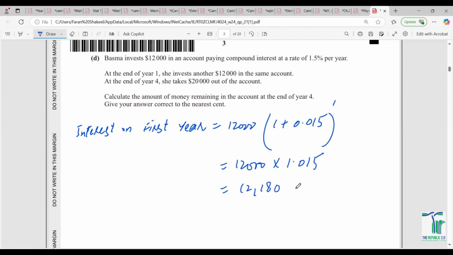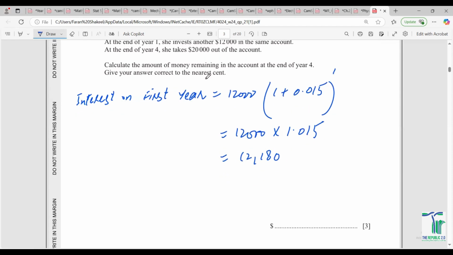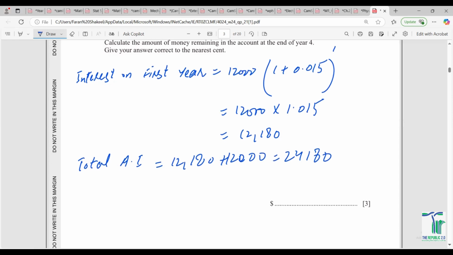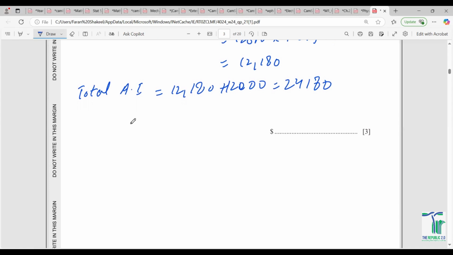And now, in the first year, you're going to invest 12,000 as well. So total amount या total amount जो invest की हुई है, that is 12,180 plus the another 12,000, and that would be 24,180 is the total principal amount at the end of the 1 year. So अब जाहिर सी बात है कि 4 years becomes now 3 years because now you're investing for 3 years, right? आपने ये amount invest किया for 3 years.